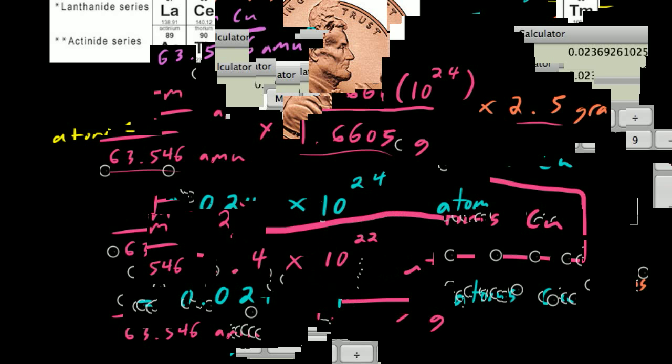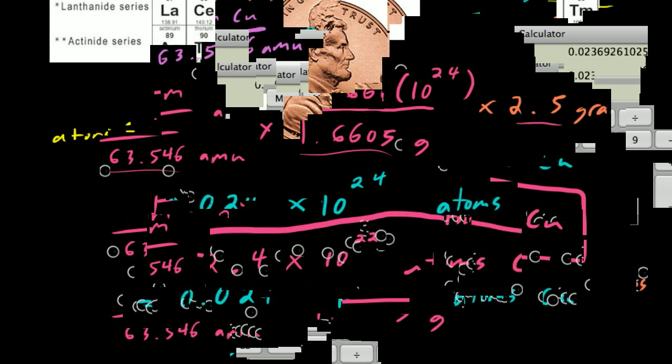But anyway, this is the answer to our problem. We have 2.4 times 10 to the 22nd atoms of copper in this penny. And we figured it all out just using dimensional analysis.